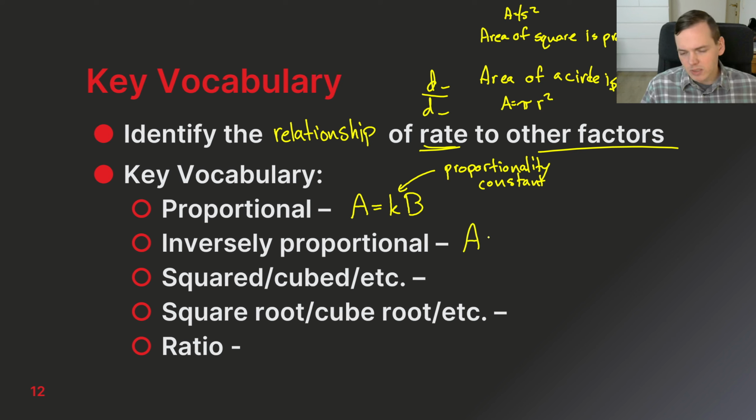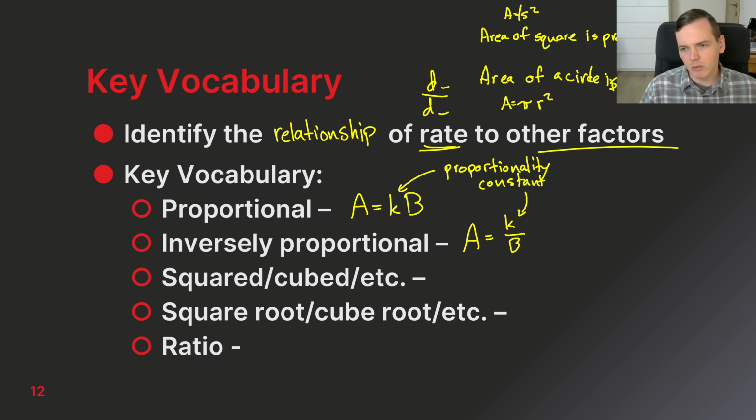Inversely proportional is similar. It's A equals K over B, and again, we just have this proportionality constant, and that's connecting with the idea that if A doubles, B gets cut in half, or maybe it's easier to see if B doubles, A gets cut in half. If B goes up by 4, A goes down by a factor of 4, etc., etc.